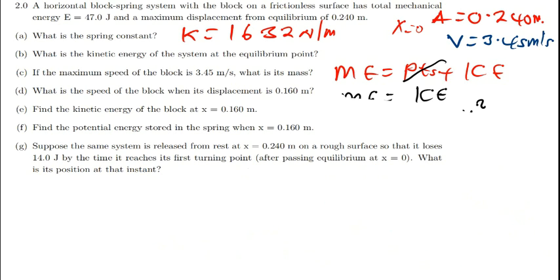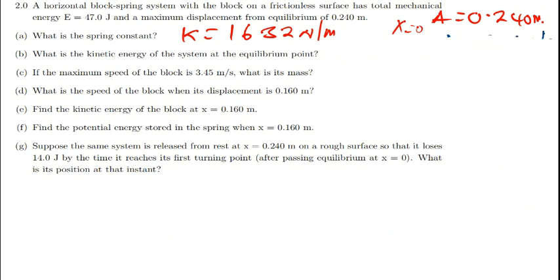So part D is saying, what is the speed of the block when the displacement is 0.160? What is the speed? Now they're asking about the speed. Again, at this point I'm going to use what? Since we've been given the displacement, we are saying that we want to find the speed, the velocity.